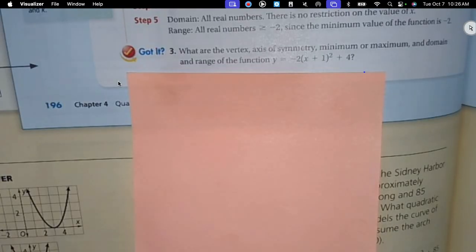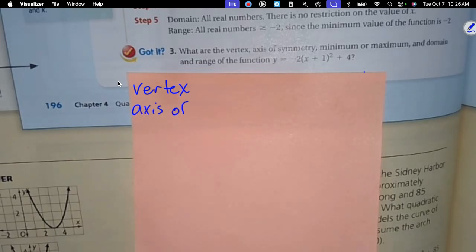Okay? So the first thing it says is what's the vertex? So look, I'll write all the little things we have to write. Vertex, axis of symmetry, max or min, and usually I just circle that, and then I'll say domain and range.